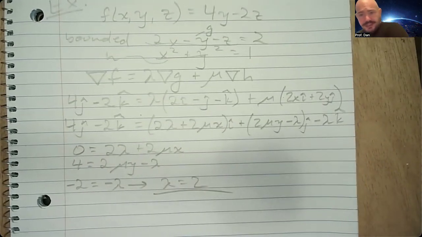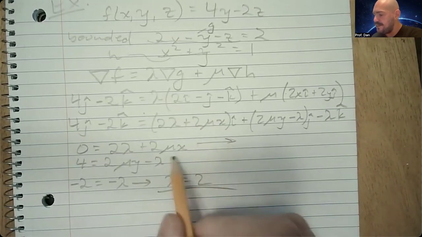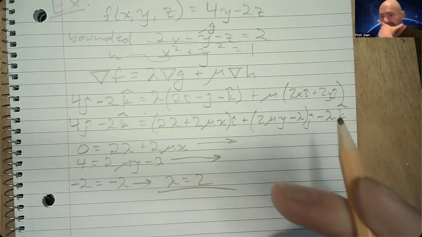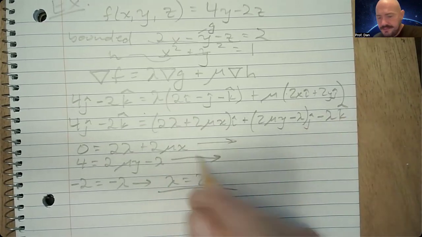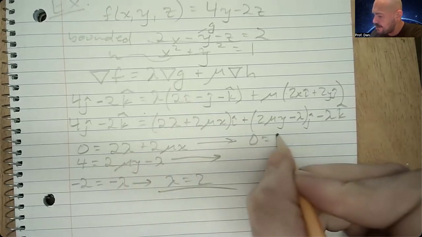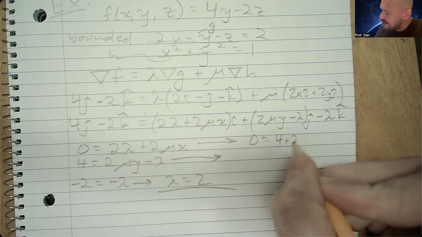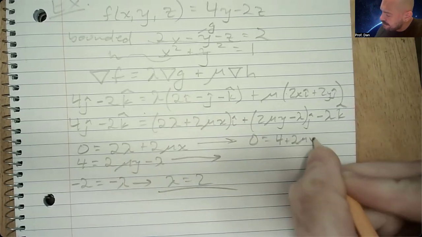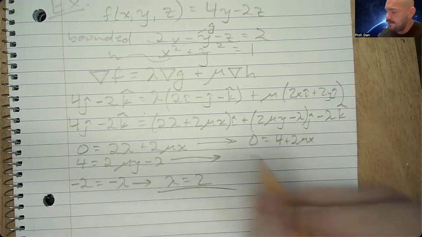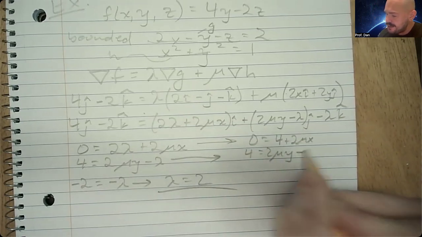So now that I know that, I can substitute the 2 anywhere that I have a lambda on these sides. So first thing, I would end up getting 2 times 2, 4. So 0 equals 4 plus 2 mu x. And then over here, we would get 4 equals 2 mu y minus 2.